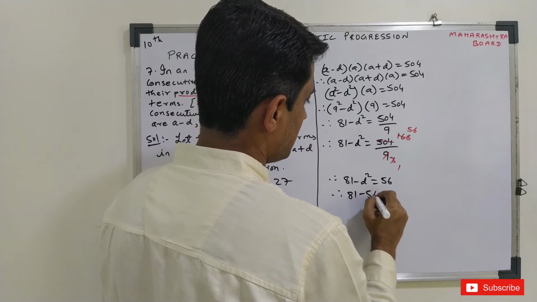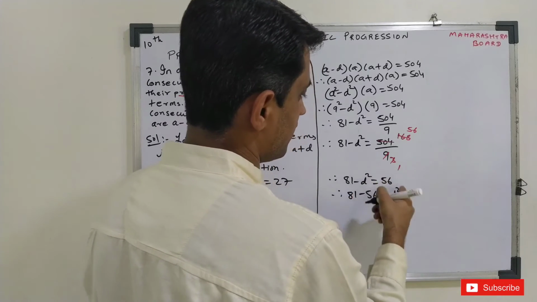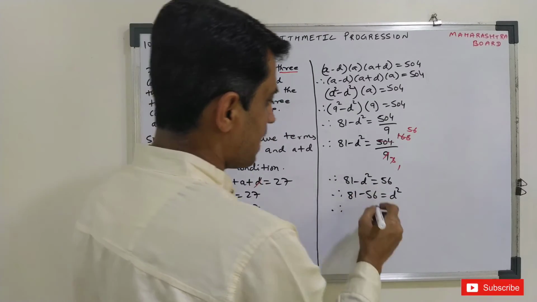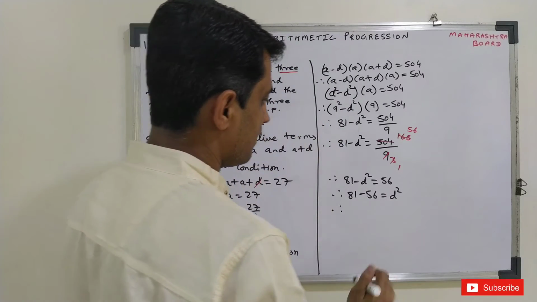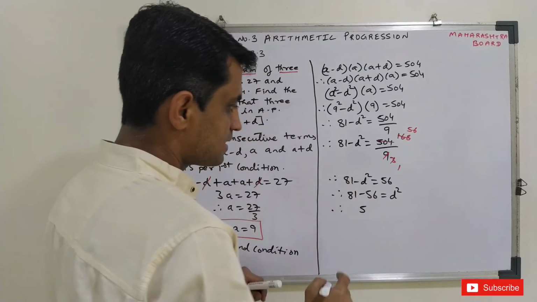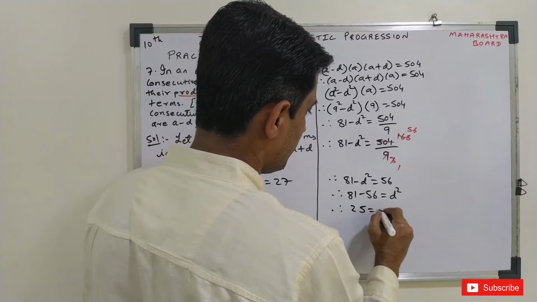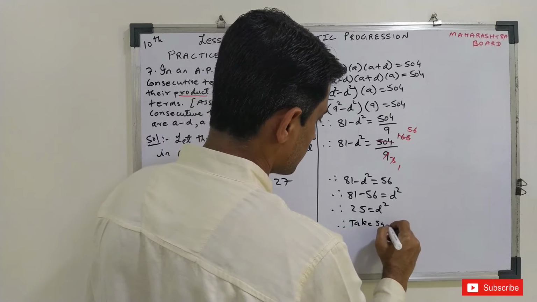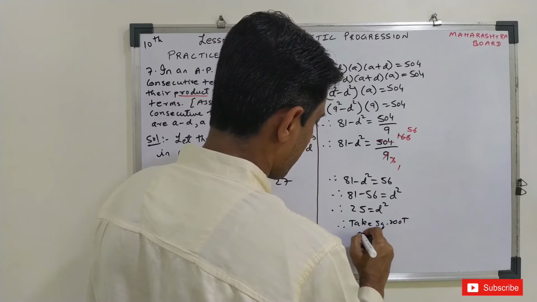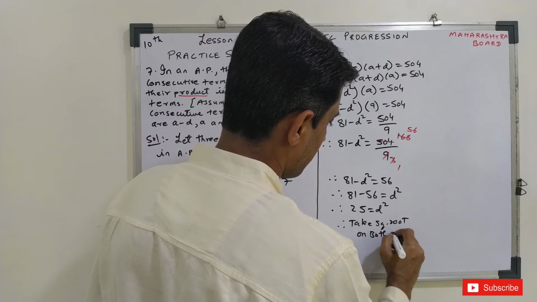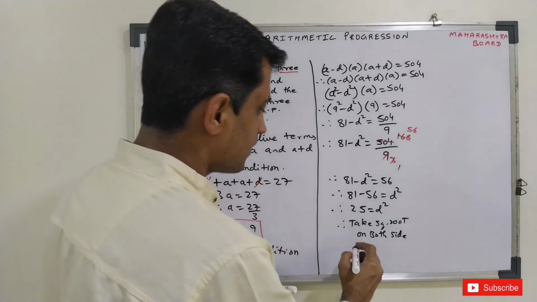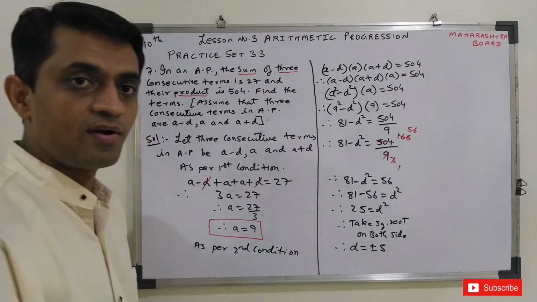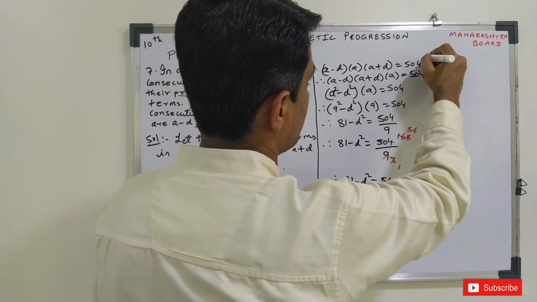So 81 minus 56 is equal to D square. Taking D square here, because it is negative, when taken across it becomes positive. So 81 minus 56 is 25. So we got D square is equal to 25. Take square root on both sides. When you take square root on both the sides, what will you get? D is equal to plus or minus 5. Yes, when you take a square root, two answers will come: plus or minus 5.